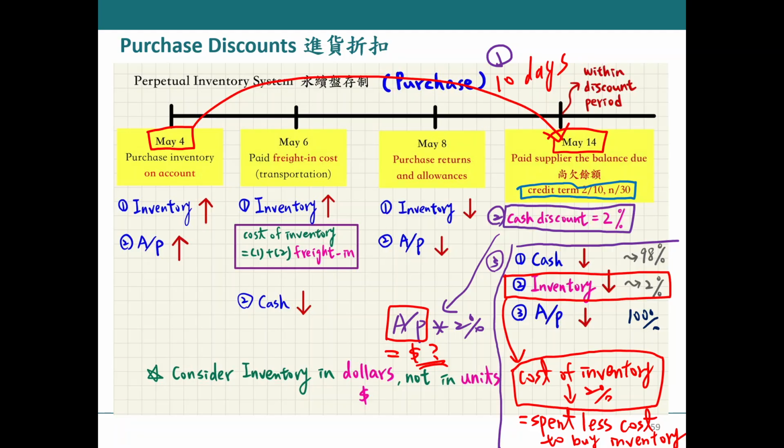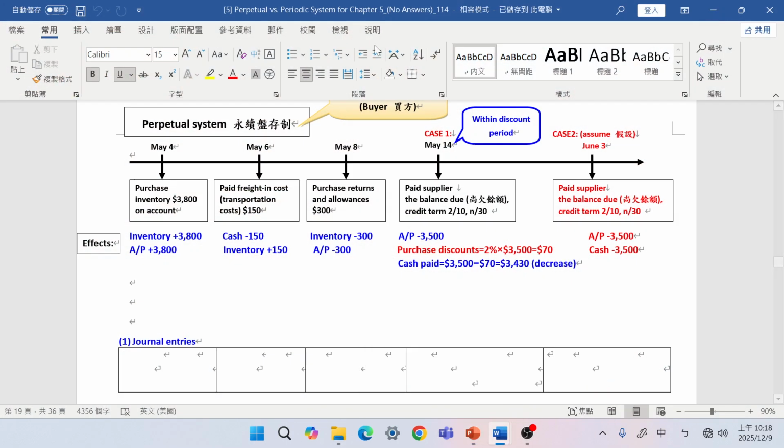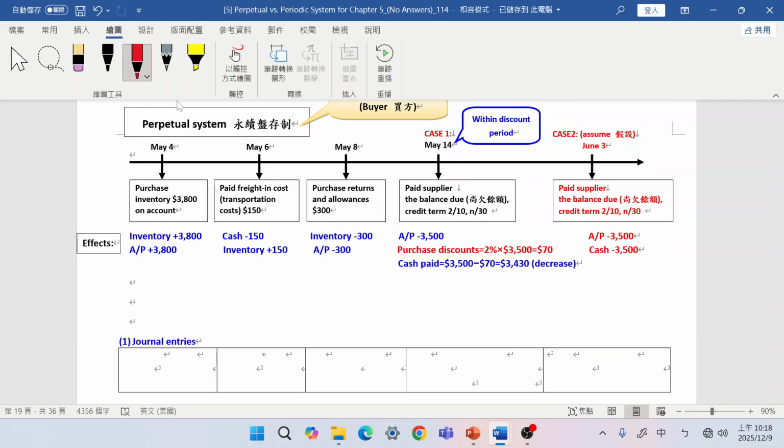Then please go to your handout on page 19. Please finish the fourth transaction on May 14. May 14, okay? When you finally pay the money, on May 14. So please finish this one, case 1. In case 1, we talk about your normal case.